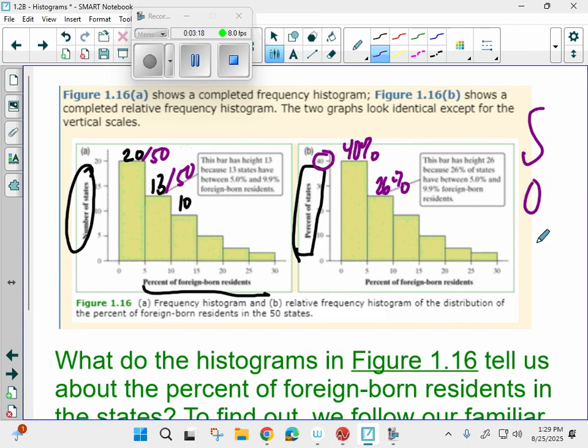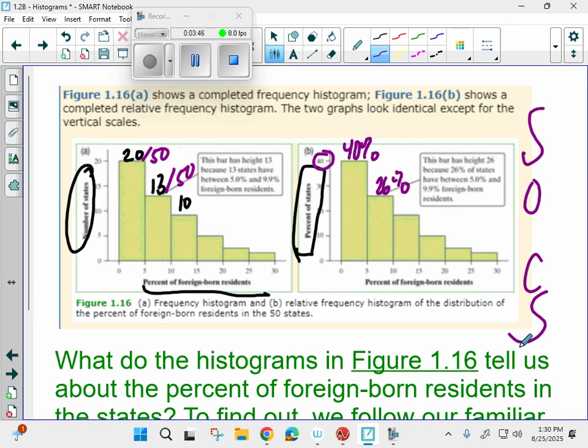Do you guys remember SOCS from Friday? So you're going to use SOCS when they say describe the distribution. Okay, describe the distribution. What does the first S stand for? Shape. What is the shape of either graph? Skewed right. Okay. What does the O stand for? Are there any outliers?